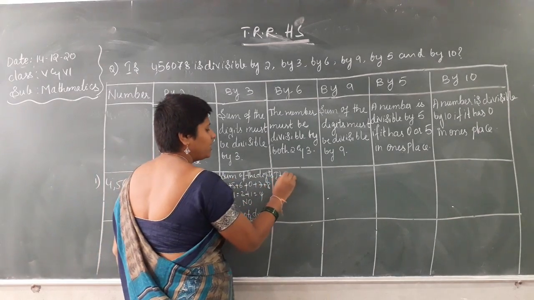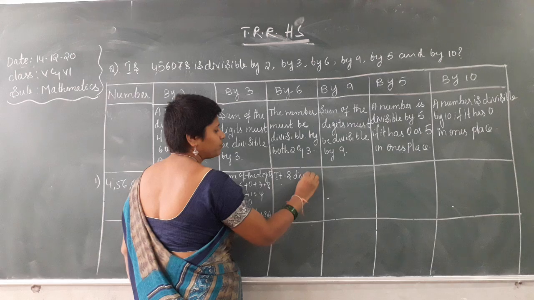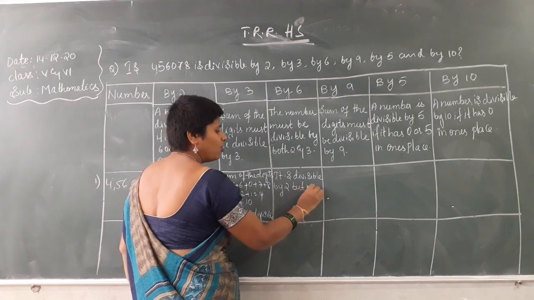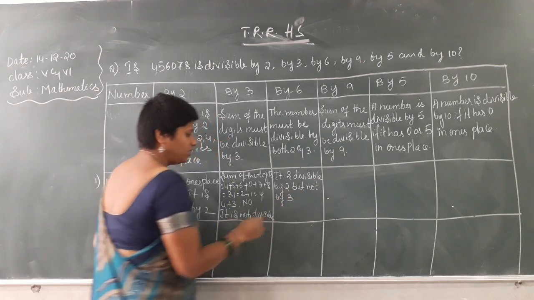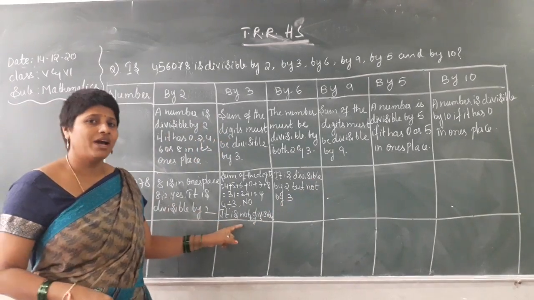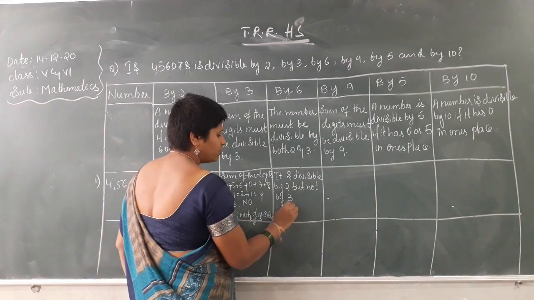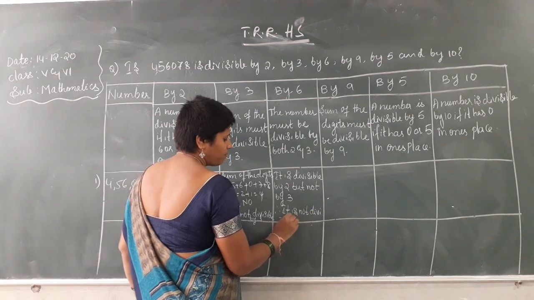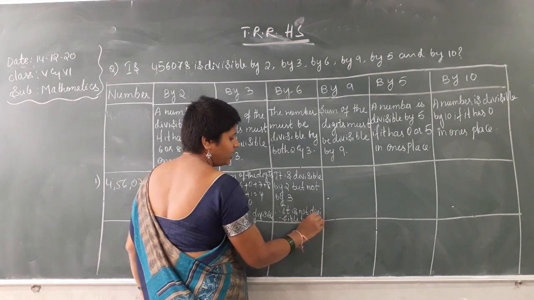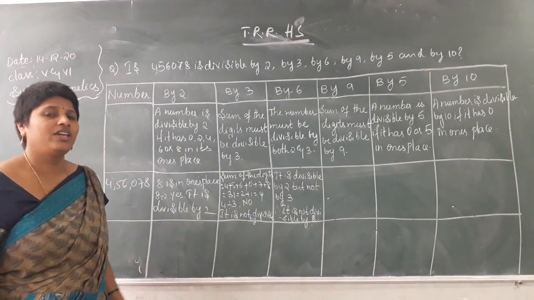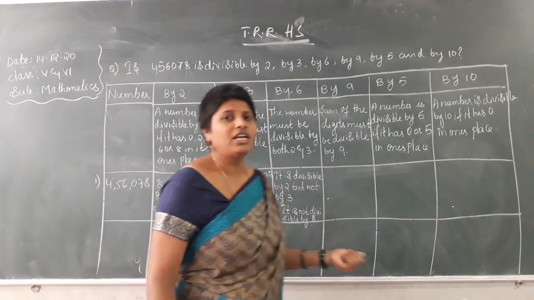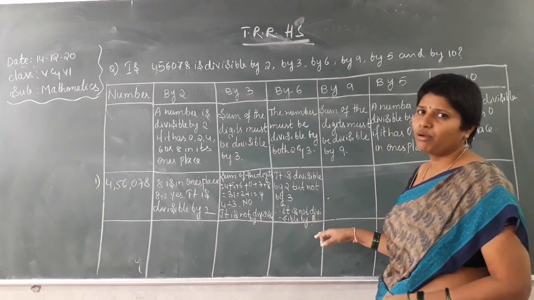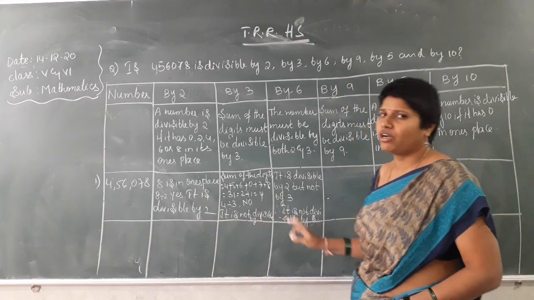What you will write? It is divisible by 2 but not by 3. So it is not divisible by 6. We don't have any particular rule for 6. You have to check, is it divisible by 2 and is it divisible by 3. If it is divisible by both, it is divisible by 6. If any one is not divisible, it is not divisible by 6.